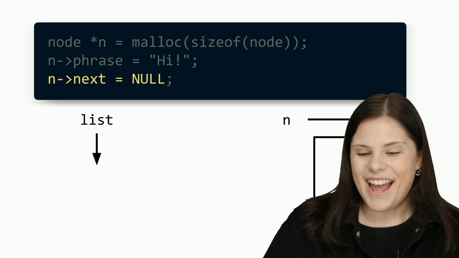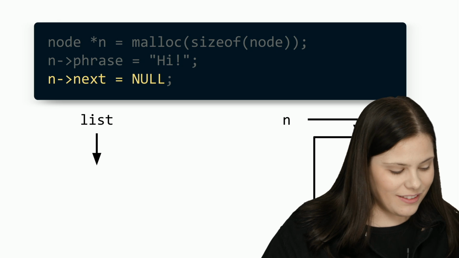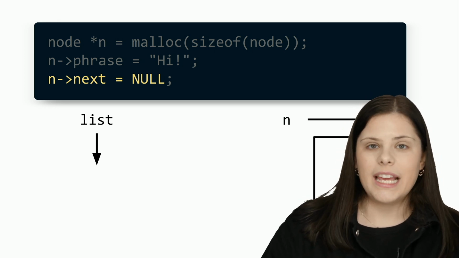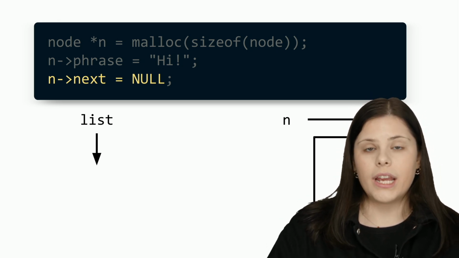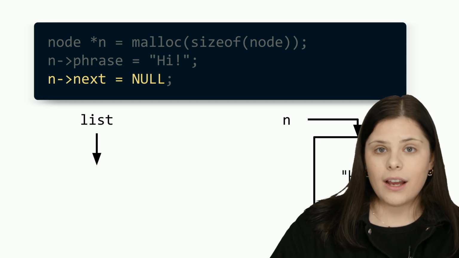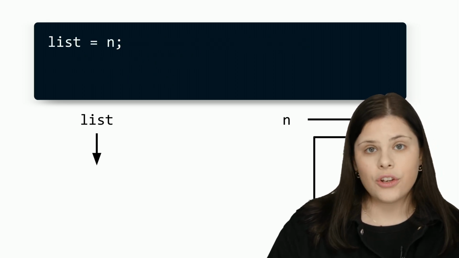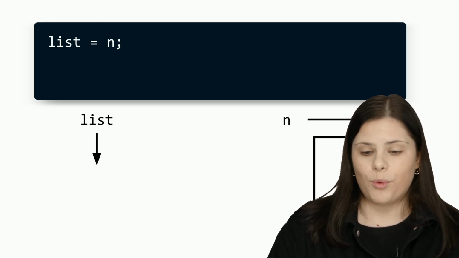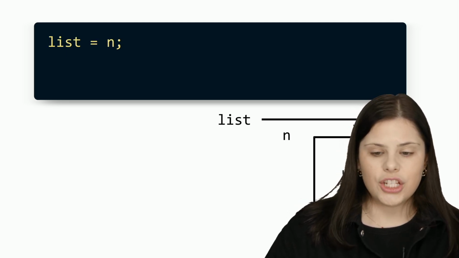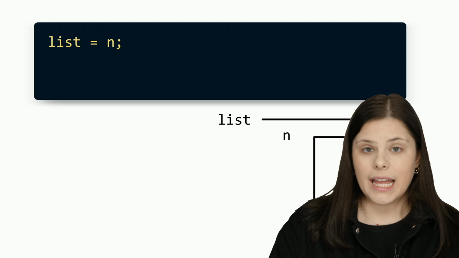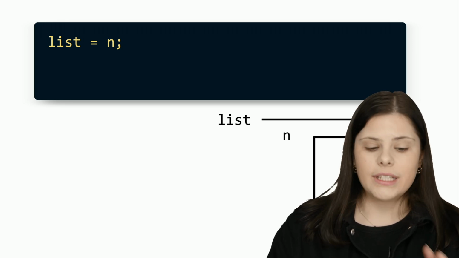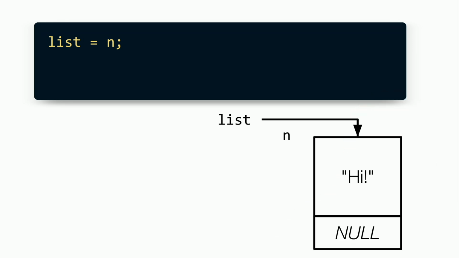Okay, and lastly, we said in the beginning that list always has to point to the beginning of our linked list. So what we're going to do is reset list to point where n is currently pointing, and now we have list pointing to the very first element. Let me show the full screen. So now list is pointing to the very first element and keeping track of where we are.